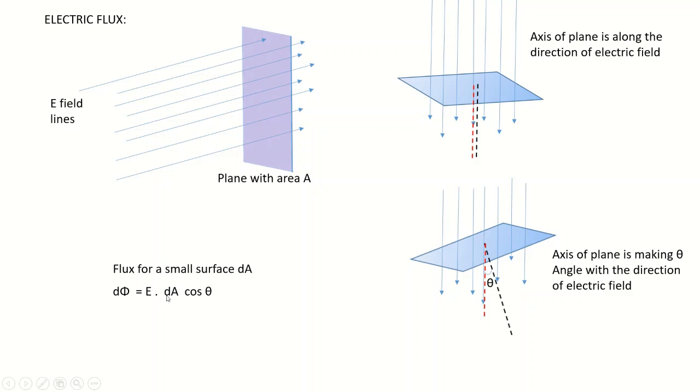Why E dA cos theta? This cos theta comes from the cos theta component, or the term of the direction of the area or the direction of the field, whichever you consider.